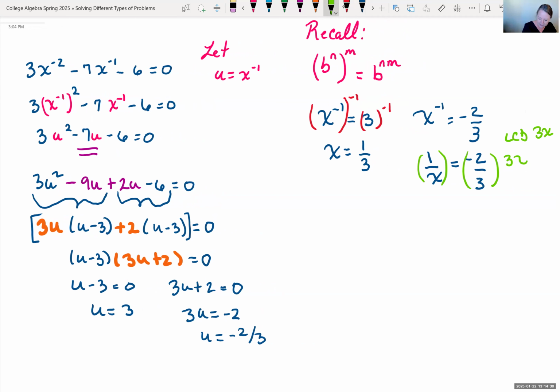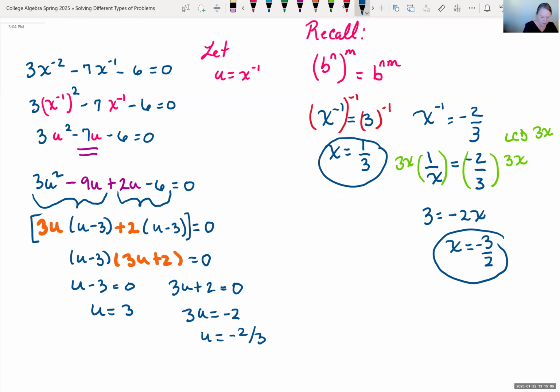So if I multiply 3x to this side of the equation, I do it to the other side. Well, 3x times 1 over x, the x's cancel, and we're just left with the 3, is equal to, the 3's are going to cancel over here on the other side of our equation, and we're left with that negative 2 times 3. I'm sorry, negative 2 times x, which is negative 2x. Divide through by negative 2, we find that x is equal to negative 3/2. So we have two solutions to that equation.